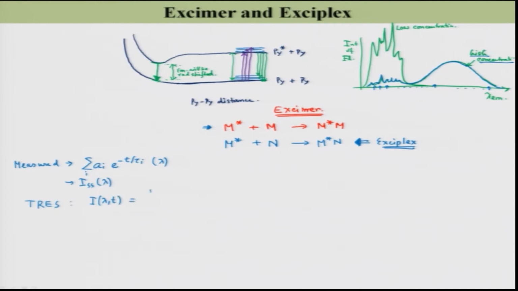So, this is equal to I steady state divided by sum over A_i tau_i, into sum over A_i e to the power minus t by tau_i, right. So, this is obviously for a particular lambda I am talking about, and this is my time profile. So, with this at a different time you can actually capture how the emission spectra looks like at a given concentration, but that emission spectrum is at different time.